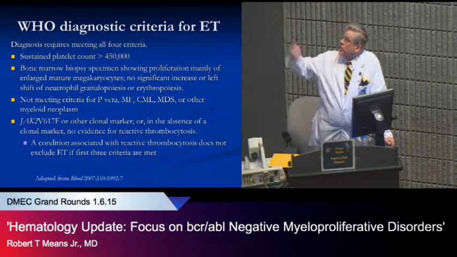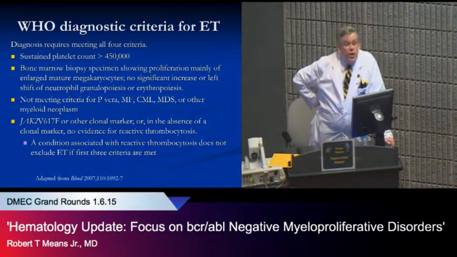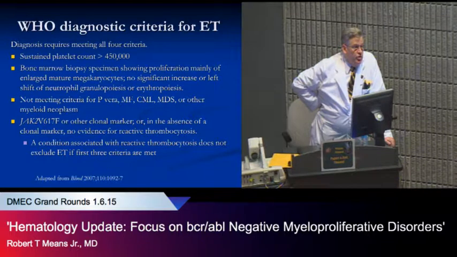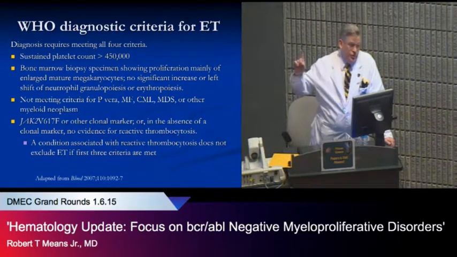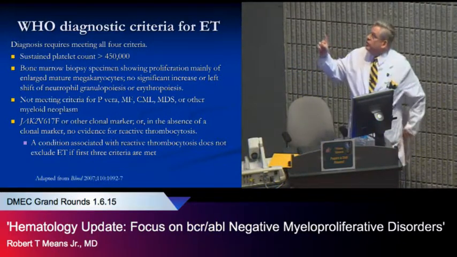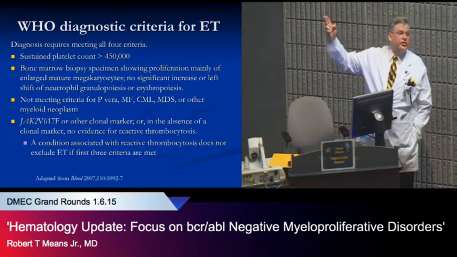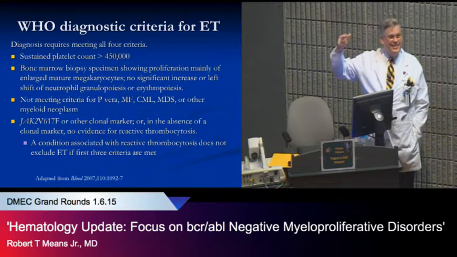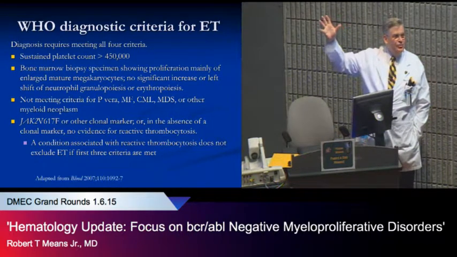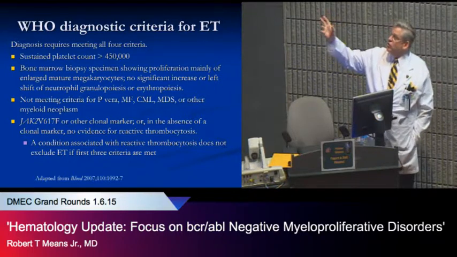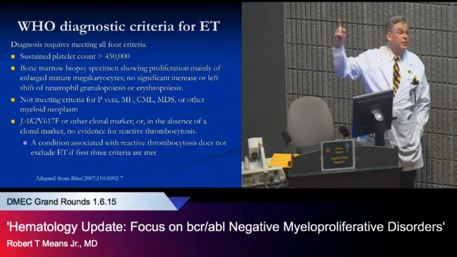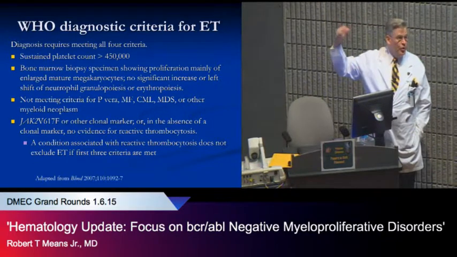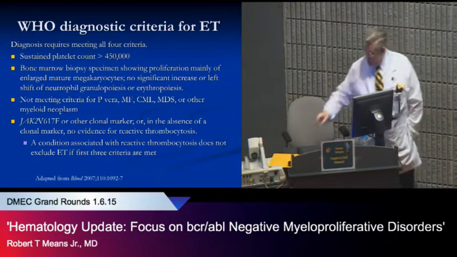So you need to have a clonal marker, and we'll talk some more about some of the other clonal markers, or you need to have no evidence for a reactive state. However, if you met all the other criteria and you had a reactive state, and this is kind of a hedge, this is why these are not great criteria, you could say that you had essential thrombocytosis if you just can't explain it otherwise, and you have a bone marrow that is consistent with it.